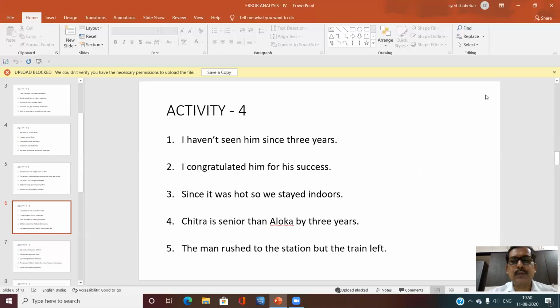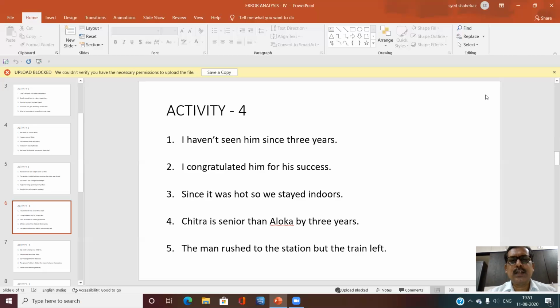Next, coming to activity 4. I haven't seen him since 3 years. Since refers a point of time, for refers a period of time. Here in this sentence, a period of time is given, that is 3 years. So instead of since, use for. I haven't seen him for 3 years. That is the correct expression.